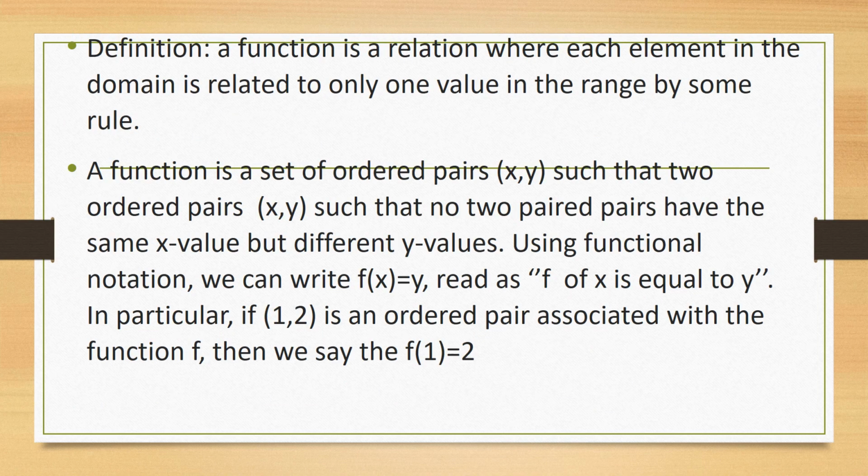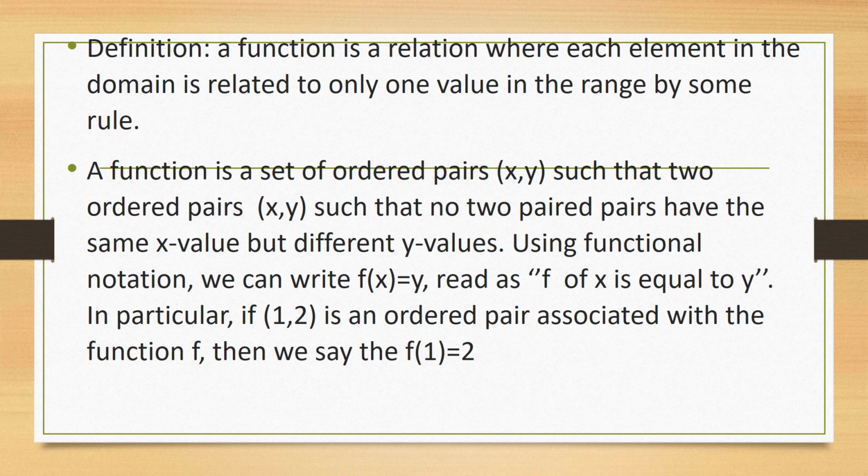Definition. A function is a relation where each element in the domain is related to only one value in the range by some rule. Okay, so note that a function is a relation if each element is related to only one value in the range. A function is a set of ordered pairs x, y such that no two ordered pairs have the same x value but different y value.